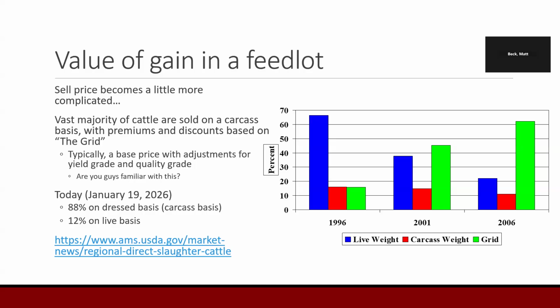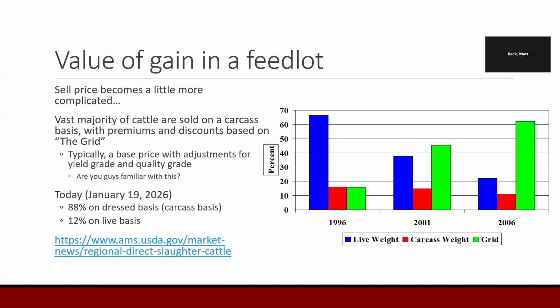So this chart here shows you what percent of cattle were marketed on a live basis, a carcass weight basis, or on the grid, for 1996, 2001, 2006. So whenever I was 3 years old, we were marketing cattle predominantly on a live basis. Something happened in the early 2000s, in 2006, where all of a sudden people are feeding cattle to heavier body weights and they're selling cattle on this grid, this carcass basis.